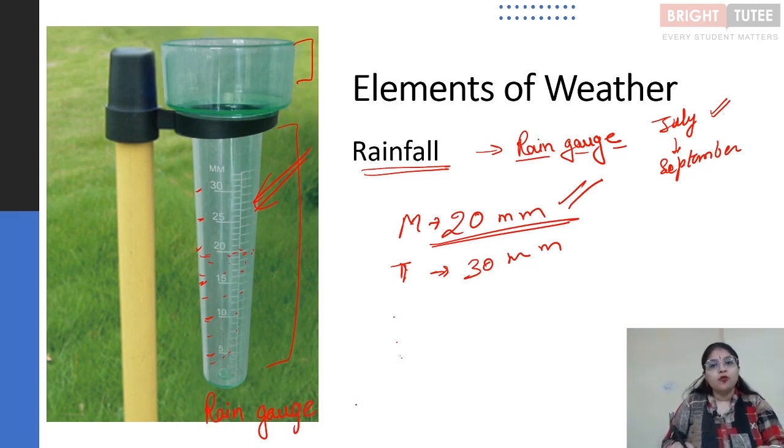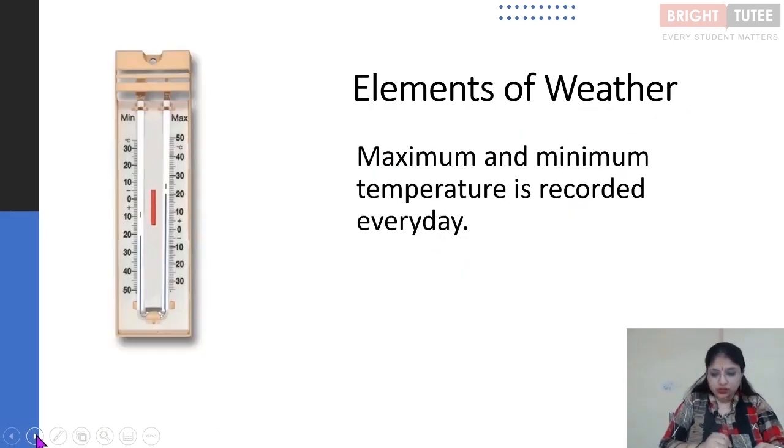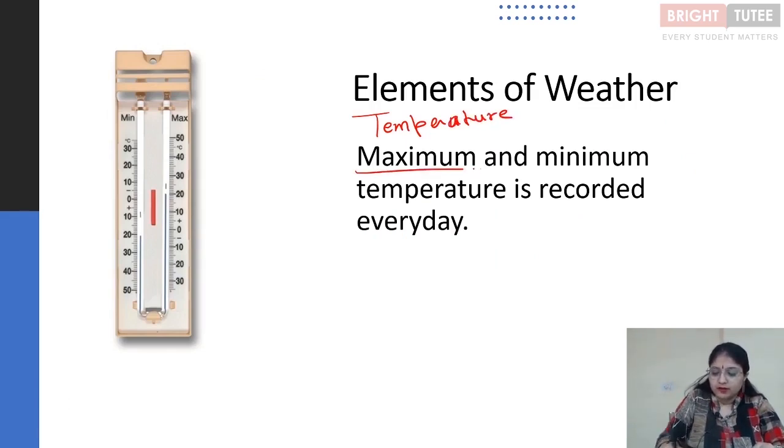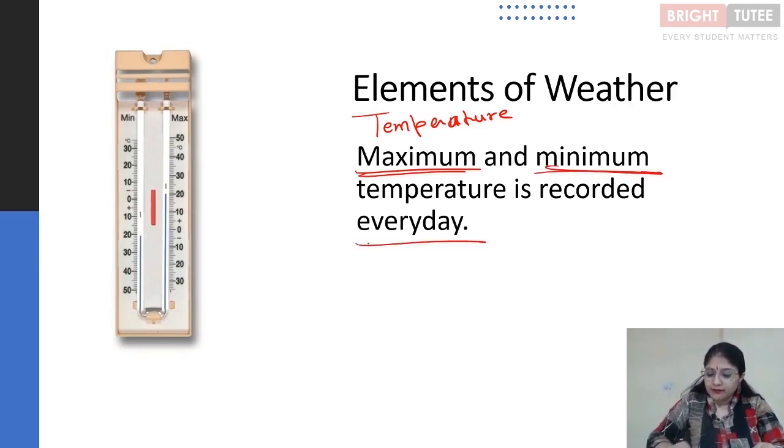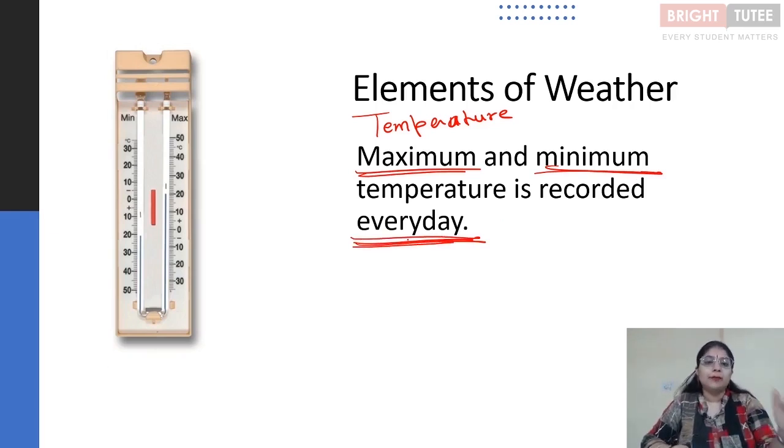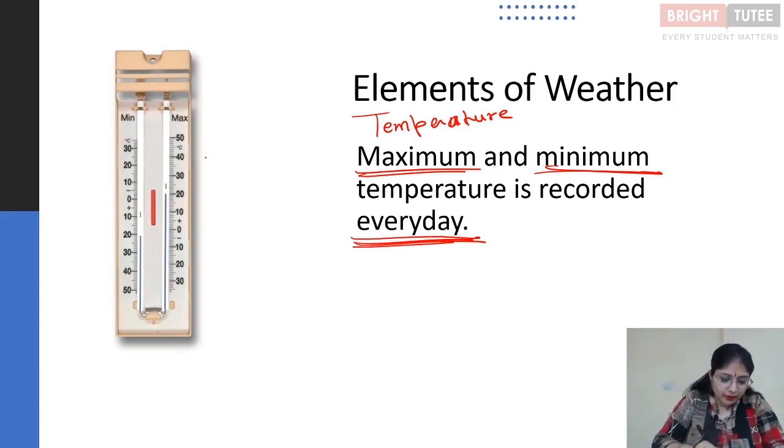Now let's move on and talk about the other element of the weather, that is the temperature. So when we are talking about temperature, we always measure the temperature in two forms. First is the maximum temperature of the day and other is the minimum temperature of the day, and it is recorded every single day, right? So all the time meteorological department is measuring it. So this is measured by the maximum minimum thermometer, right?